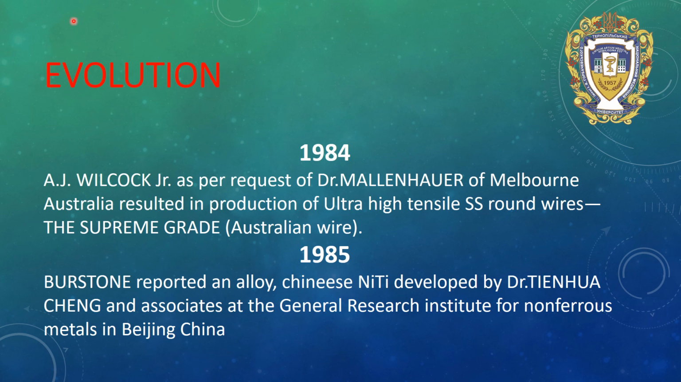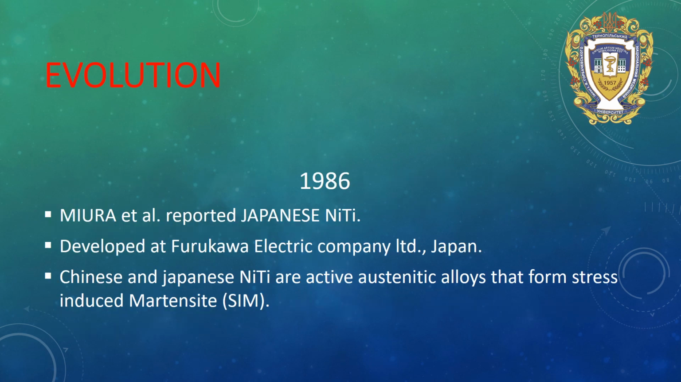In 1984, Wilcock, at the request of Dr. Malin-Hoyer of Melbourne, Australia, resulted in production of ultra-high tensile stainless steel round wires, called the supreme grade or Australian wire.